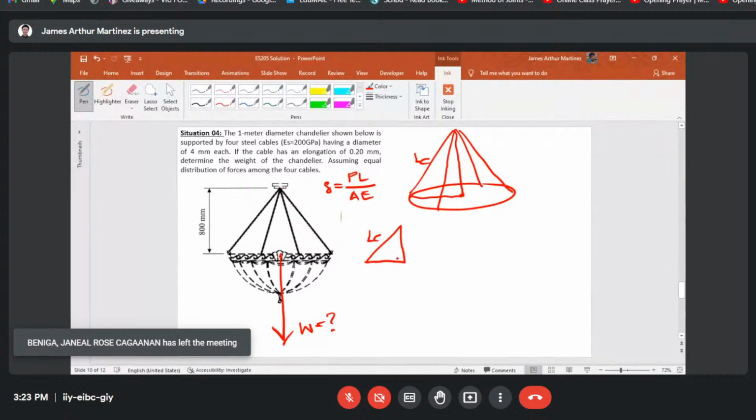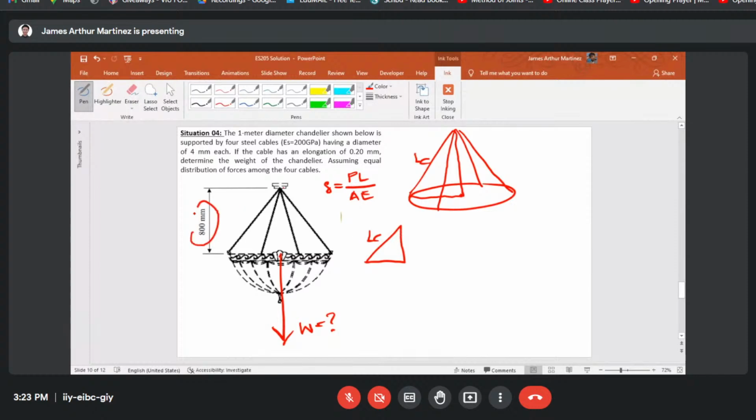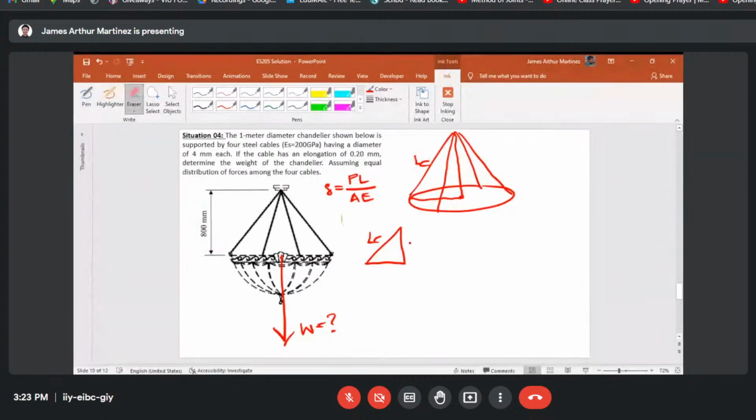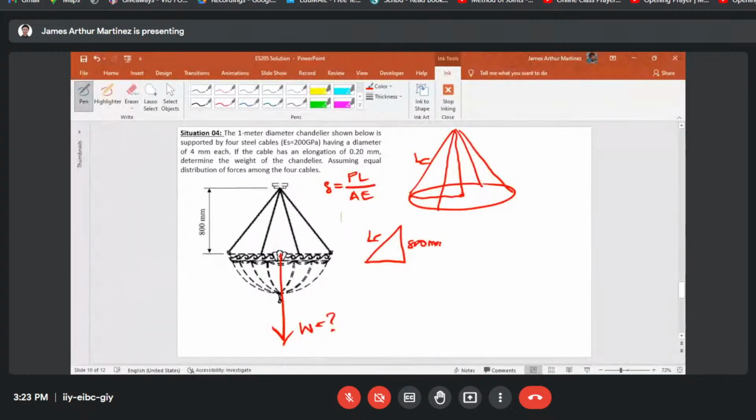By this triangle, we have a right triangle. The height of this triangle is given by this 800 millimeters. If this is 800 millimeters, how much is the base of our triangle? It is just the radius of your chandelier. Given that the diameter is 1 meter, the base of your triangle is 0.5 meters.